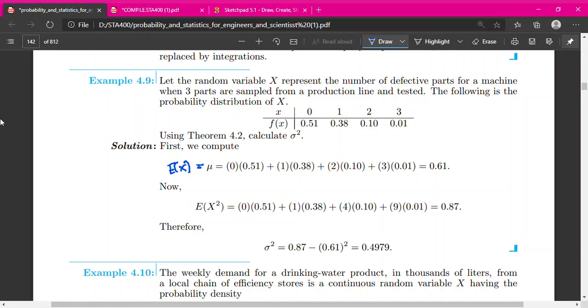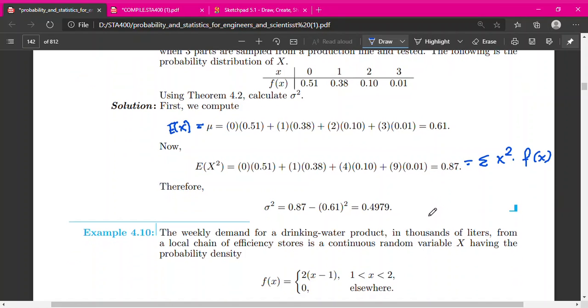So x times fx, plus x times fx, and so on. So you get 0.61. Then you find the expected value of X squared, which is the summation of X squared multiplied by fx. Right? So square 0, multiply fx, square 1, multiply fx, square 2 gives 4 here, multiply fx, square 3 gives 9, multiply by its fx. So it turns out to be 0.87. Then apply the formula, expected value of x squared minus mean squared. So you will get a variance of 0.4979. Okay, so this is the second method, the second formula.